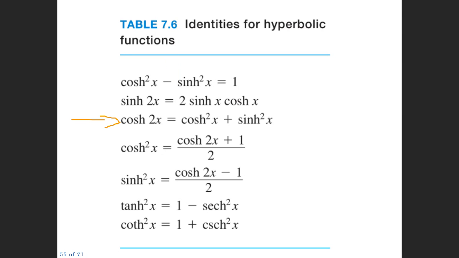I remind you that for trigonometric functions, cos 2x is cos squared x minus sin squared x. For hyperbolic cosine, cosh 2x is cosh squared x plus sinh squared x. Going down, cosh squared x is the same as cosh 2x plus 1 over 2, and sinh squared x is cosh 2x minus 1 over 2. Tanh squared x is 1 minus sech squared x, and coth squared x is 1 plus csch squared x.